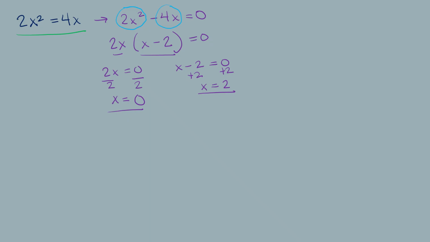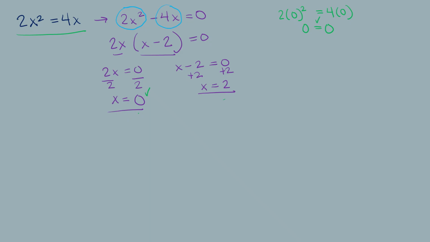So if we're doing x equals 0, we'll do 2 times 0 squared equals 4 times 0. And then 2 times 0 squared is 0, so 0. And then anything times 0 is 0, 4 times 0 is 0 again. So that checks. So x equals 0 is good.